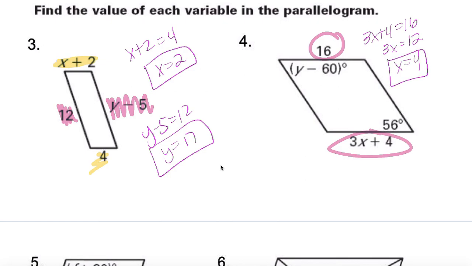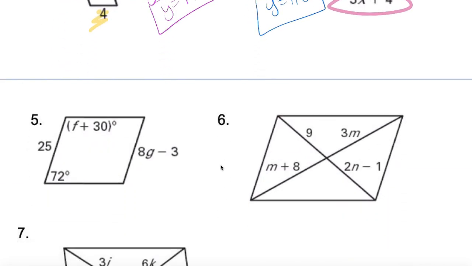And to solve for y, looking at what they're labeling for y, they're labeling angles, and these angles are opposite from each other. And so since our parallelograms have opposite angles equal to each other, we can set these equal. So we're going to solve by adding 60, which is going to give us y equals 116. So just some basic practicing, knowing that if we have a parallelogram, our opposite sides are equal and our opposite angles are equal as well.